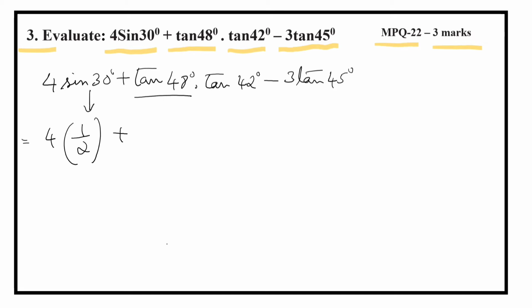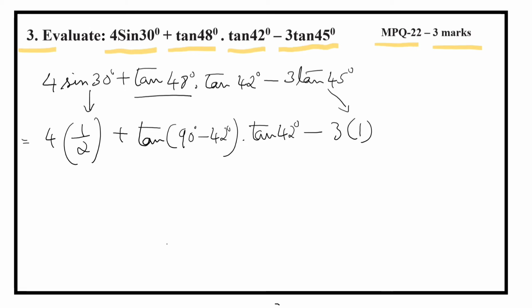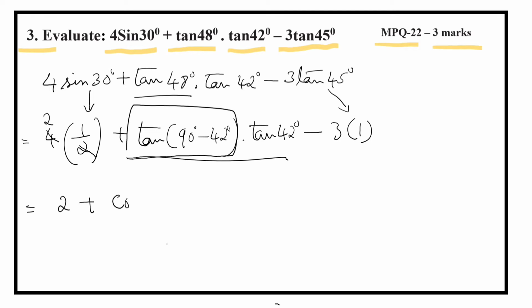tan 48 can be rewritten as tan 90 degree minus 42 degree. Let us write it as tan 42 degree minus 3 tan 45 degree. It is 1, isn't it? Only this here we have to simplify. 2 ones are 2, 2 twos are 2 plus tan 90 minus 42 can be rewritten as cot 42.